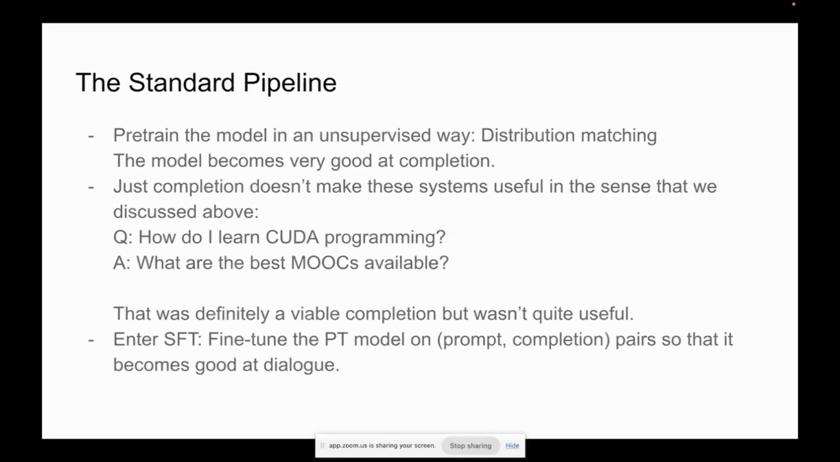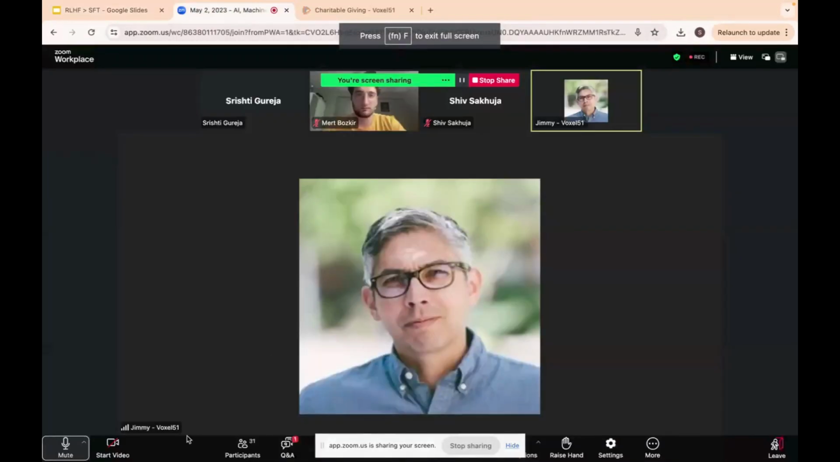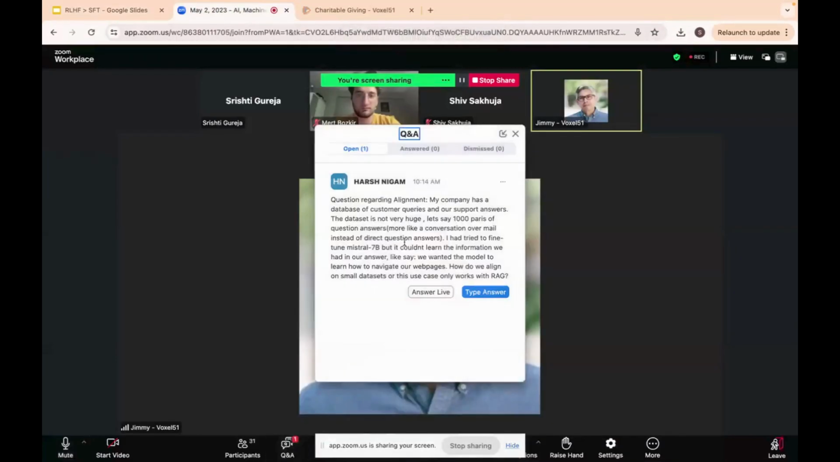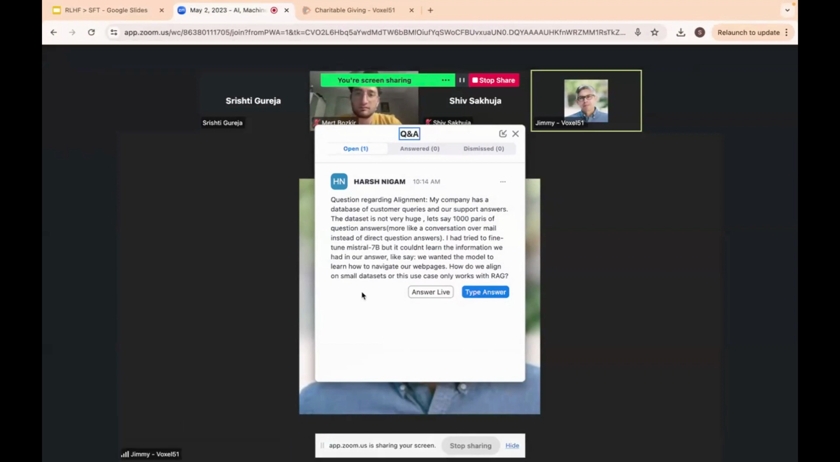Yeah, so there is a question. I'll go ahead and read it. It's from Harsh. It's a rather long question, but I think we can tackle it. The question is regarding alignment. My company has a database of customer queries, and our support answers are in it. The data set's not very large. Let's just say it's 1,000 pairs of questions and answers that are more of a conversation as opposed to, I would think, a Slack communication or something like that. I tried to fine tune the Mistral 7B, but it couldn't learn the information that we had in our answers. Say, we wanted the model to learn how to navigate our web pages. How do we align on small data sets, or does this use case only work with RAG?